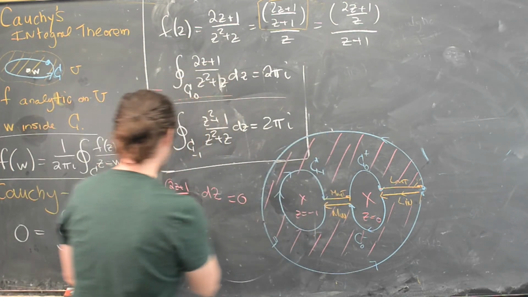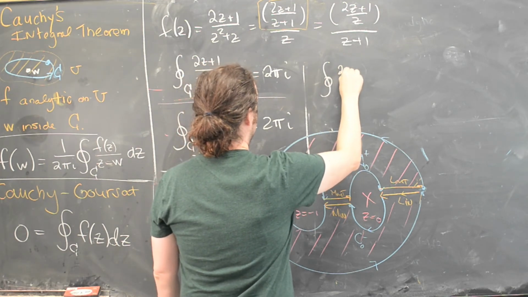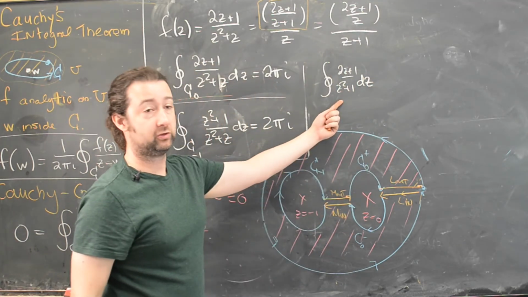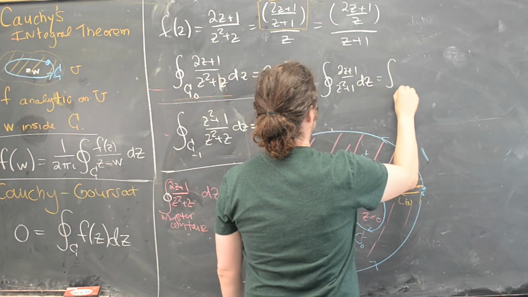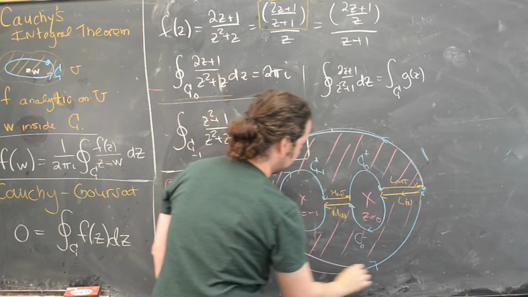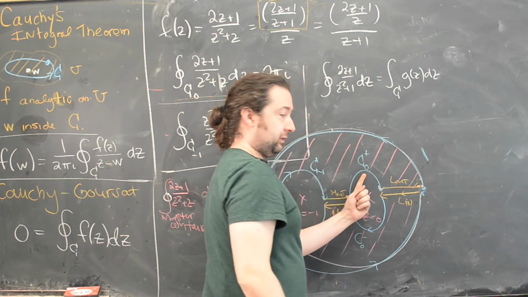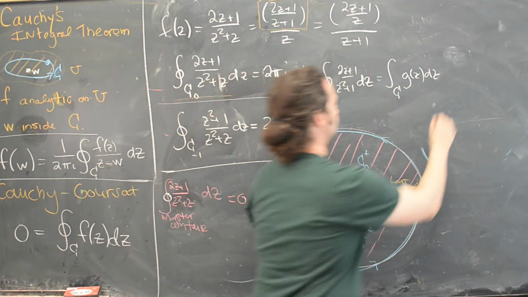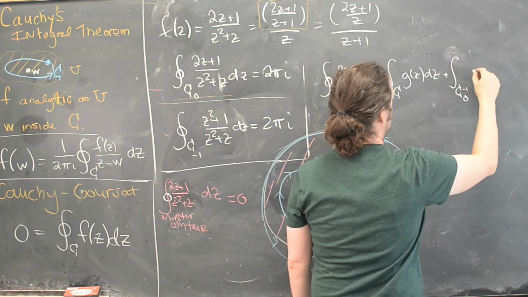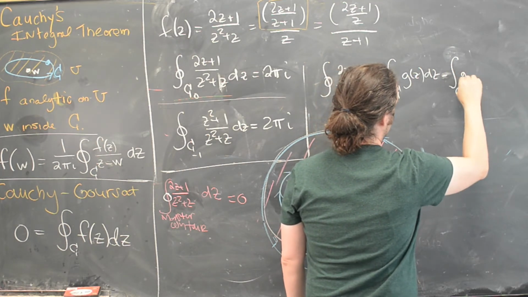It's also the case that the integral of 2z plus 1 over z squared plus z dz, and now I'm going to call this function g of z again, is equal to the integral over C of g of z, because we do that first. We start here and we do all of C, and then what do we do? Well, we do the integral over this piece in the opposite direction. So it's going to be minus the integral of C naught minus of g of z dz.